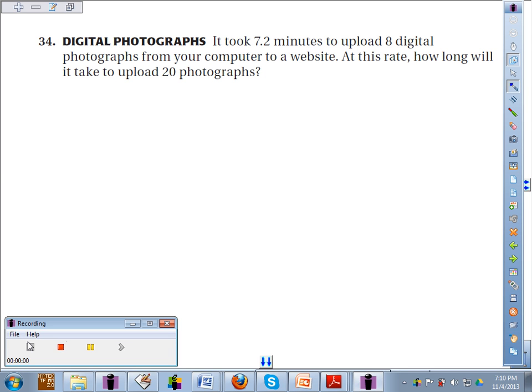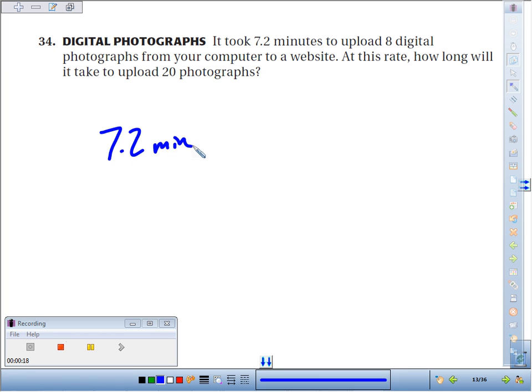Turning Target 362 asks us to apply proportions in solving a real-world application problem by using cross products. So if we look at 34, it took 7.2 minutes to upload 8 digital photographs. At this rate, how long will it take to upload 20? So if we set up a little proportion, 7.2 minutes, it's always good to label, for 8 pics.